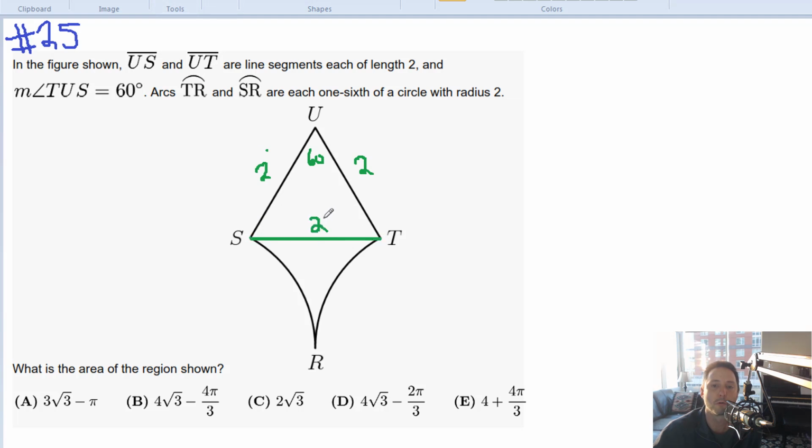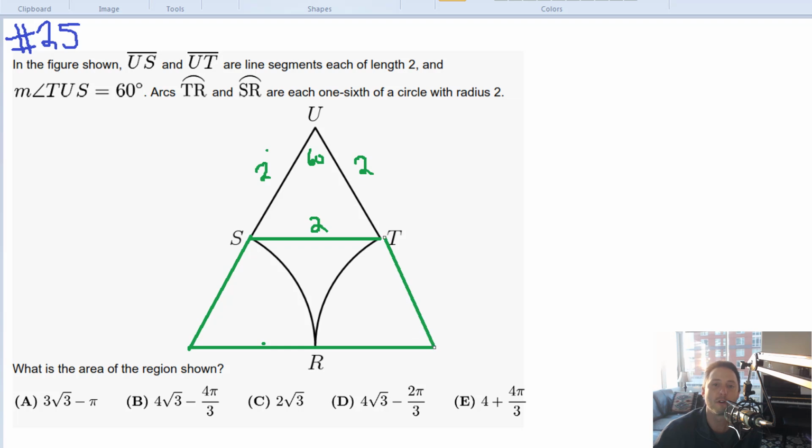So this is also 2. And arcs TR and SR are 1/6 of a circle with radius 2. All right, we need to go back to here. 1/6. And 1/6 of a circle should tell you how many degrees that is. It should tell you right away that that's 60 degrees.